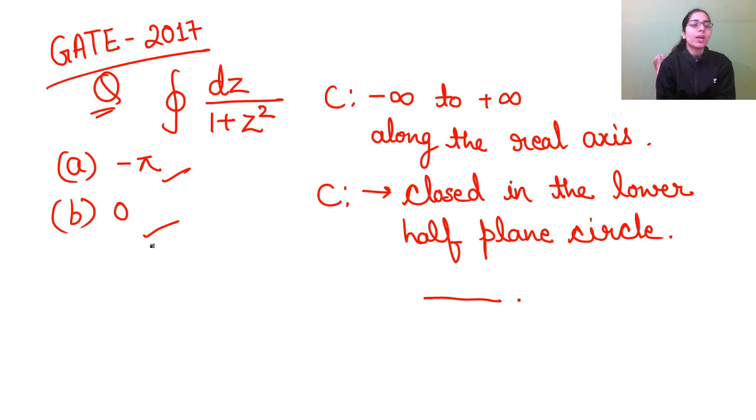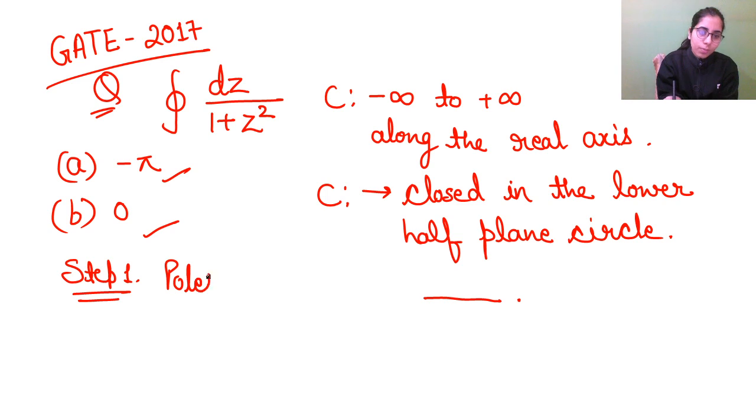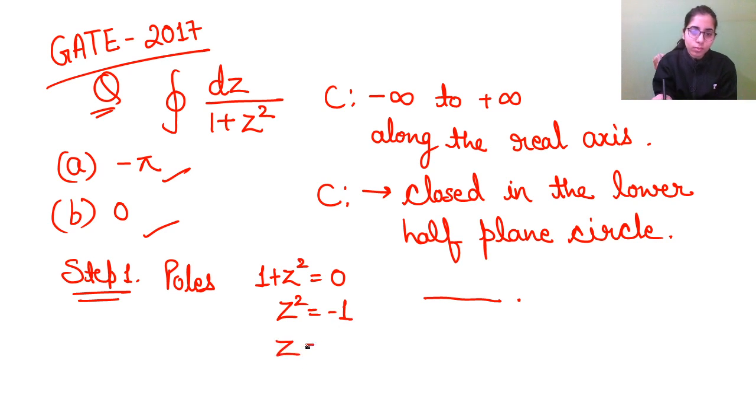Okay, let's start the discussion now. Step number 1 to find the integration for any given contour is to find the poles. Clear? So step number 1, find the poles. Poles means, mostly, we just equate the denominator with 0. So we are getting plus minus iota, that means plus iota and minus iota.